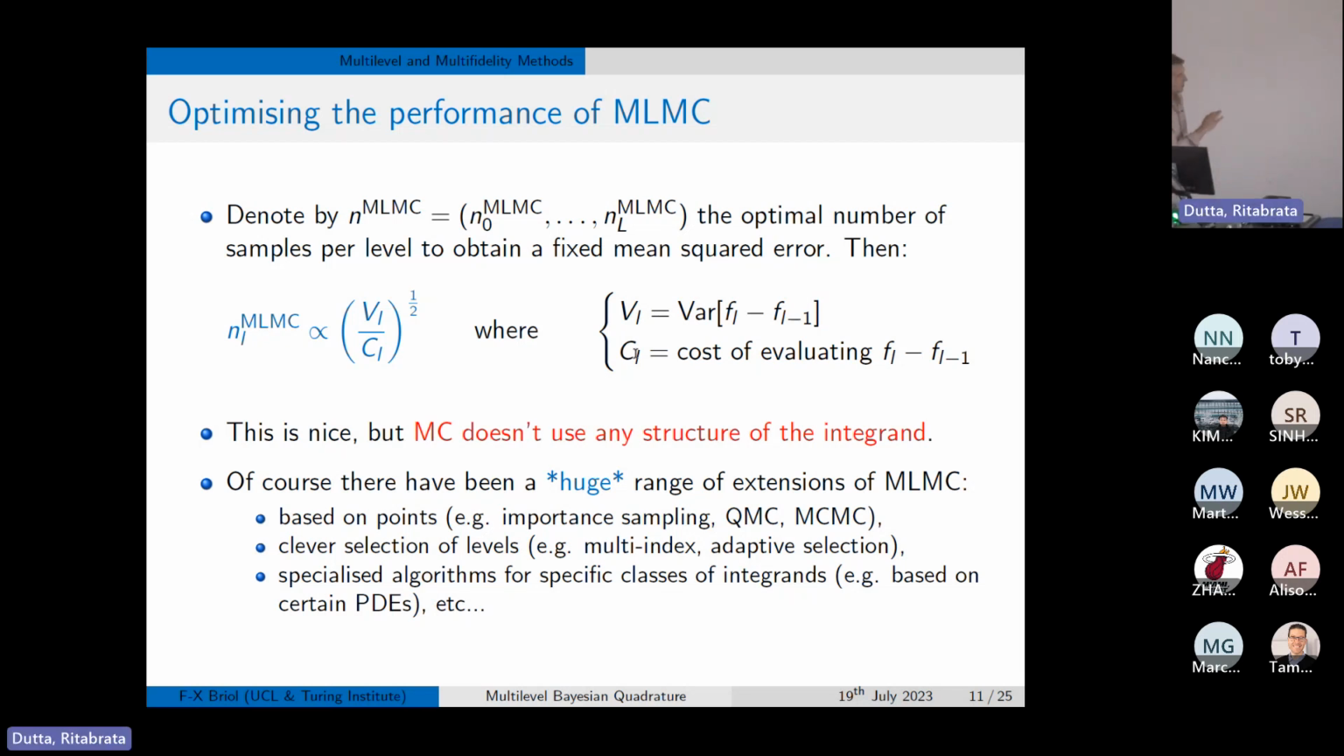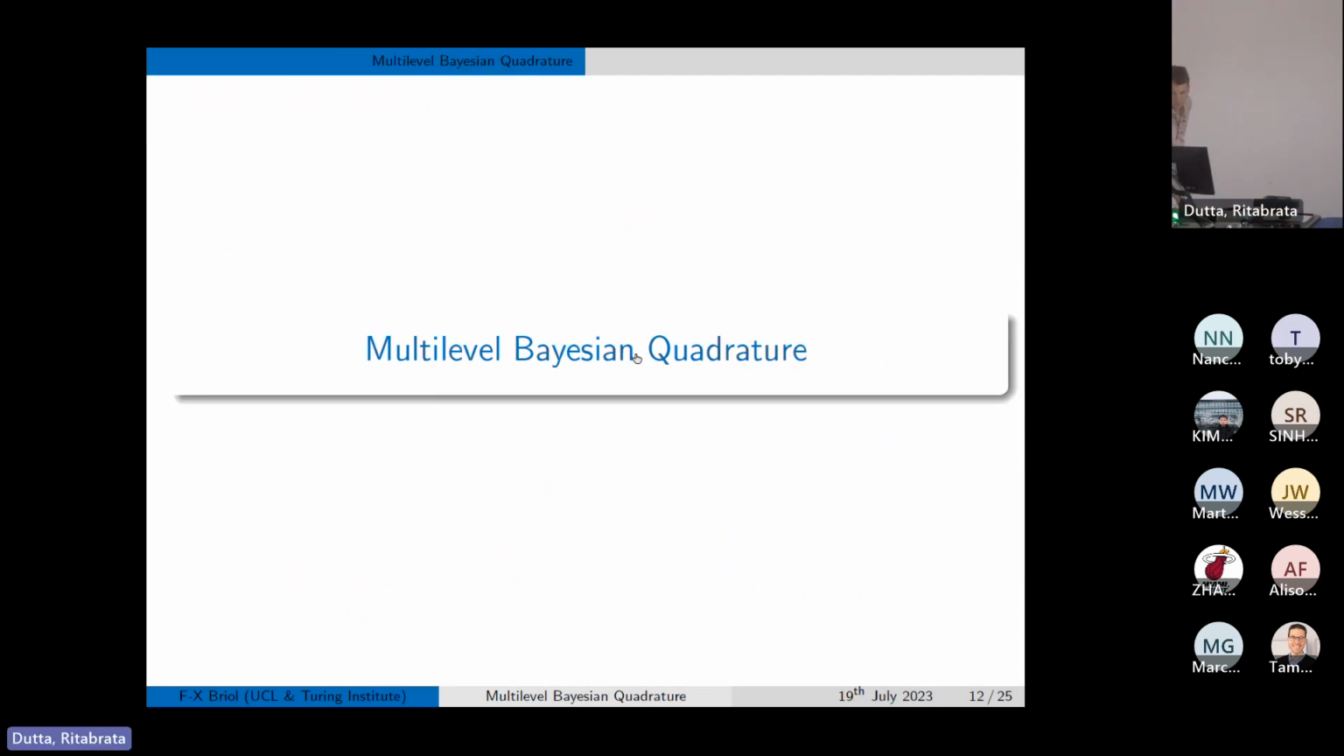And so I'm not going to talk about these, but I'm going to talk about another approach that we used to extend multi-level Monte Carlo, and it'll be in a very similar line of thought to the talk that Marvin gave yesterday. Okay. So multi-level Bayesian quadrature. The idea is going to be to combine Bayesian emulators with multi-level Monte Carlo.